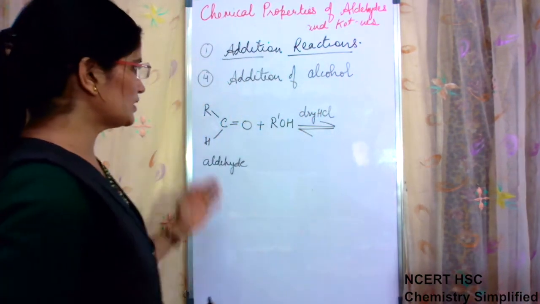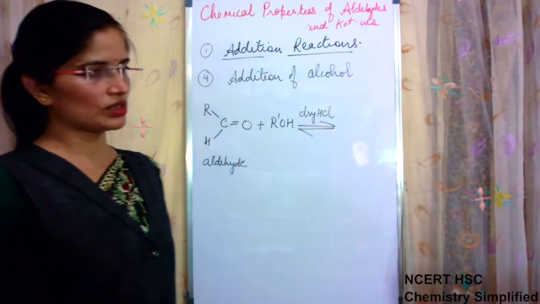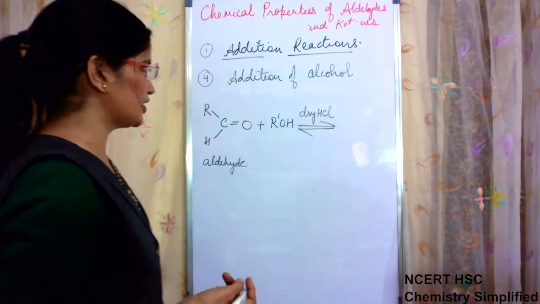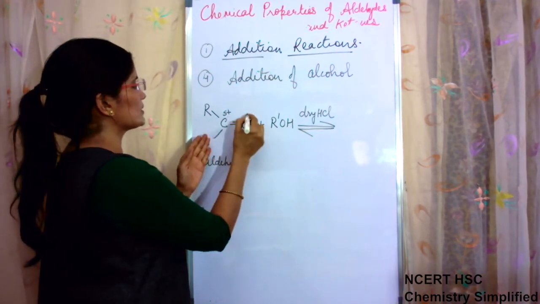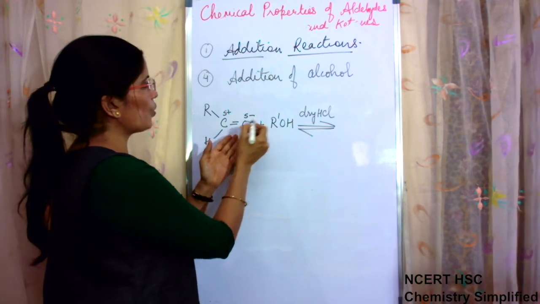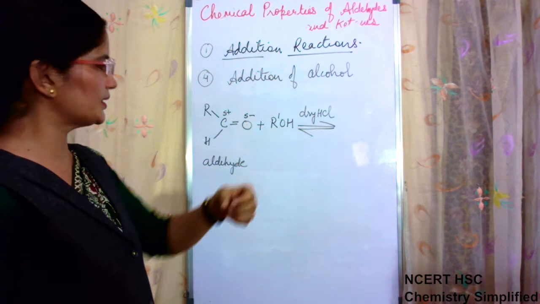Now generally in these reactions, what we do, we are using a source of H positive ion. What happens by using an H positive ion source in these reactions? Whenever the dissociation, partial positive, partial negative, will take place, when they will dissociate, this O makes a bond with the H positive obtained from dry HCl gas or any other source.